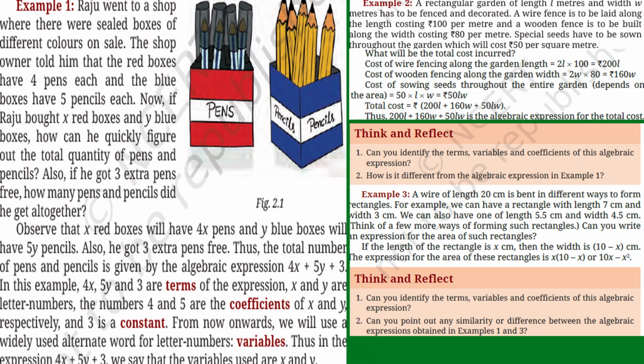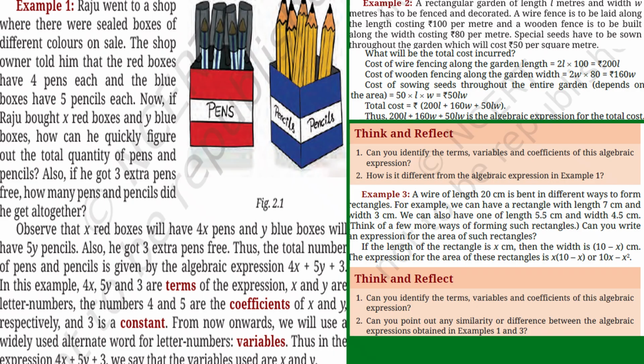Now, x and y are letter numbers. 4 and 5 are the coefficients of x and y. 4 is the coefficient of x, and 5 is the coefficient of y for this particular algebraic expression 4x plus 5y plus 3. But we have one more term. What is that? It is 3. But it doesn't have any variable like x or y. It is a constant number by itself. So, numbers like this in an algebraic expression are called constants.